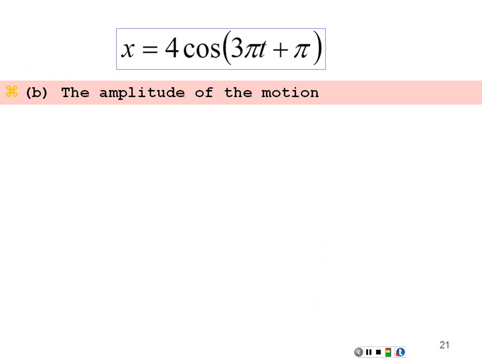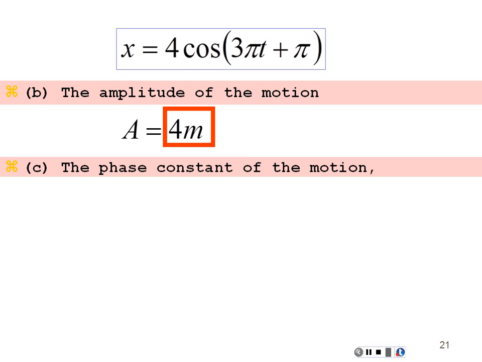What's the amplitude of this motion? Well, whatever's out front is the amplitude. So we can just simply identify the amplitude as 4 meters. What's the phase constant of the motion? The extra constant inside the parentheses is the phase constant. In this case, it's pi radians.